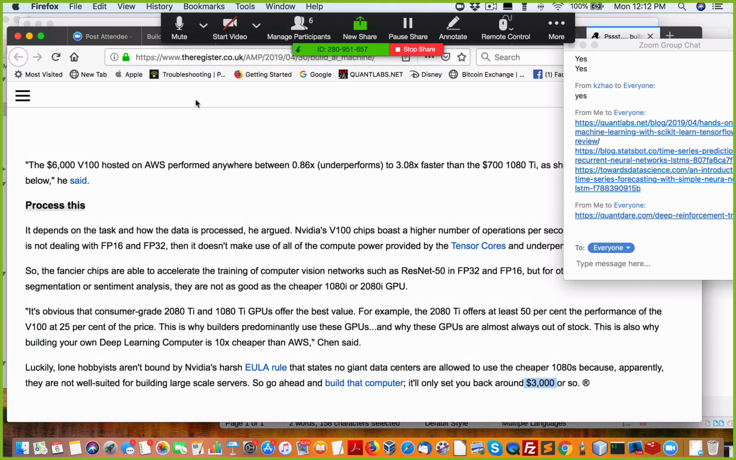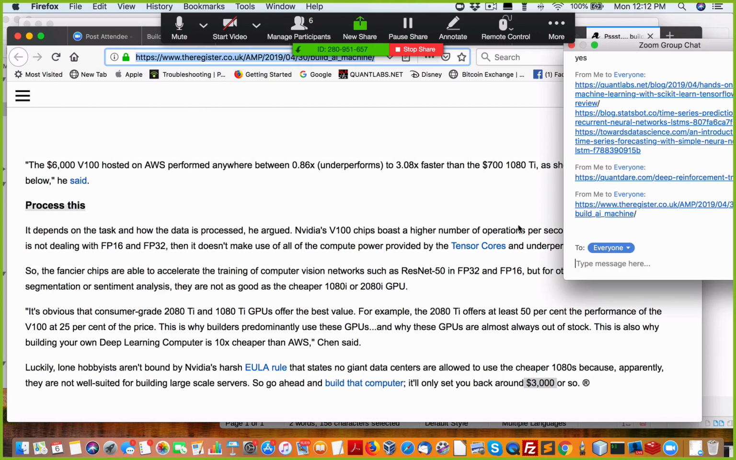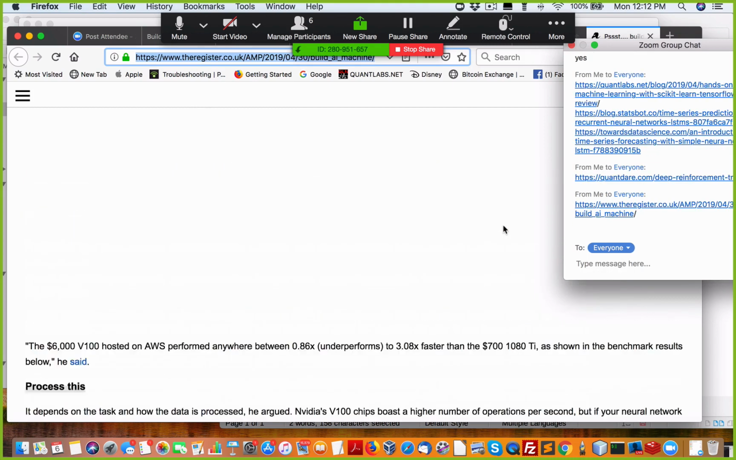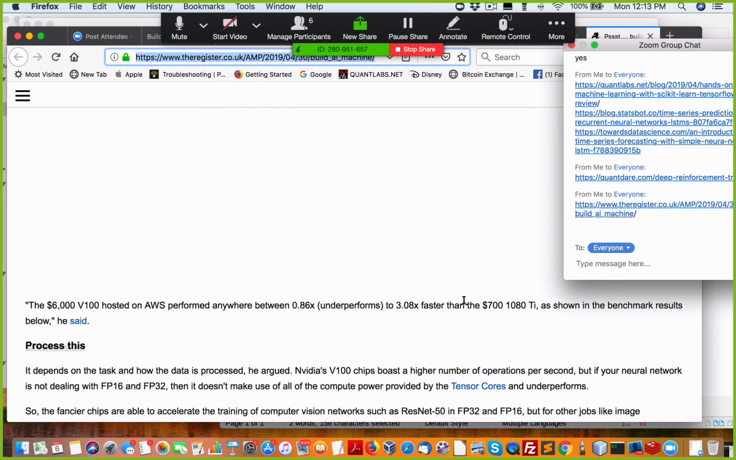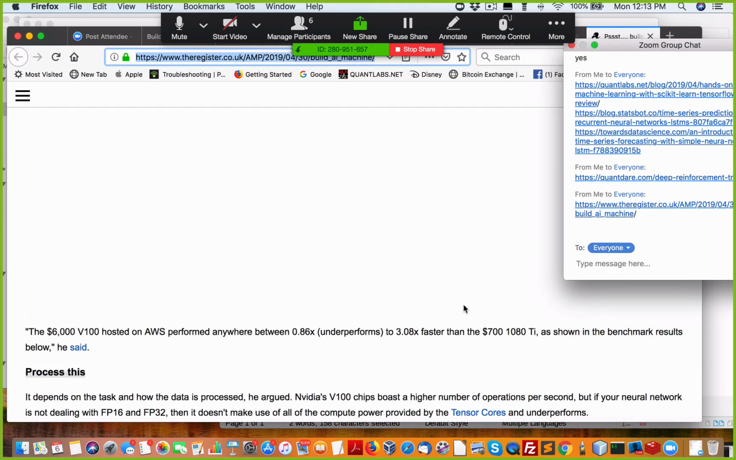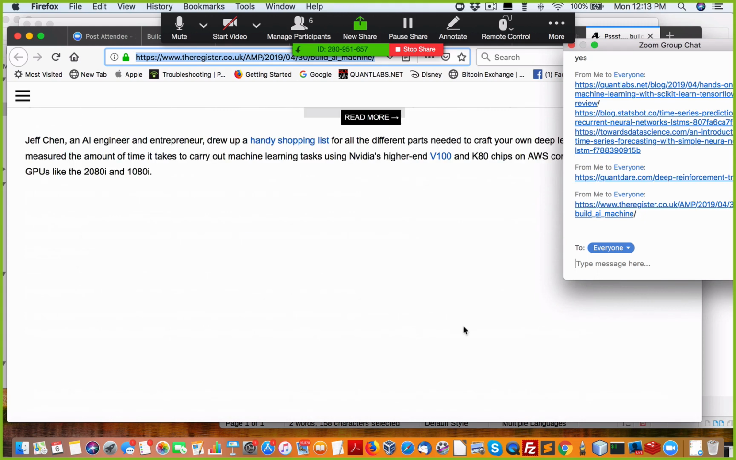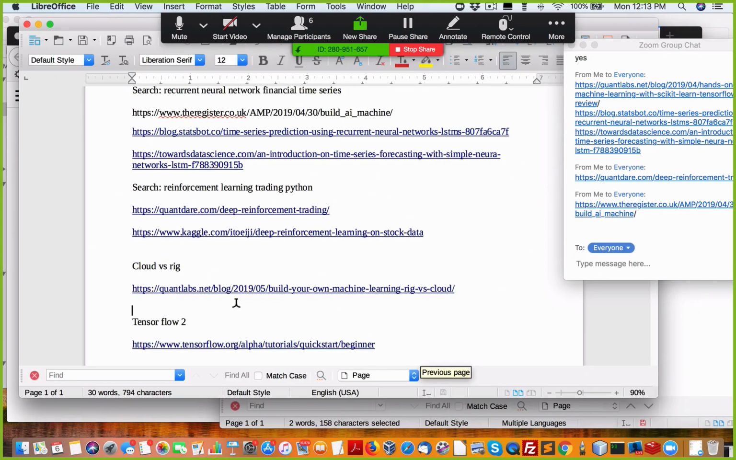So I'll put this article in the chat. This is a very interesting article. As soon as I read this article, it answered a lot of my questions I could have. So it's something to consider. Yeah. And that will lead us into the next topic, which is a good segue, is TensorFlow 2.